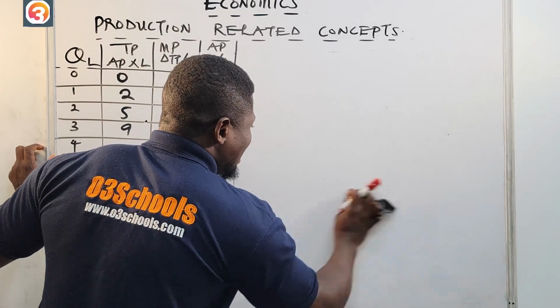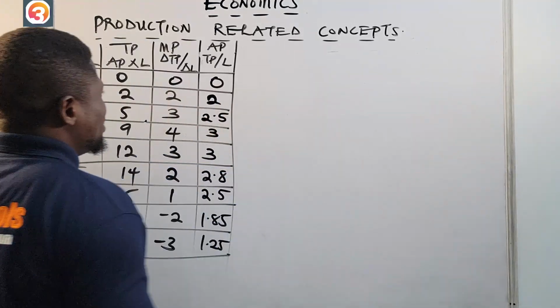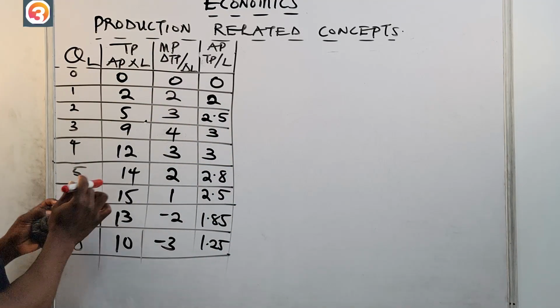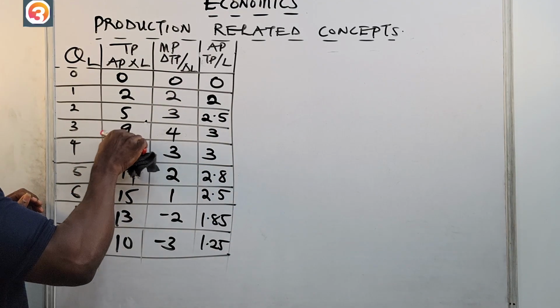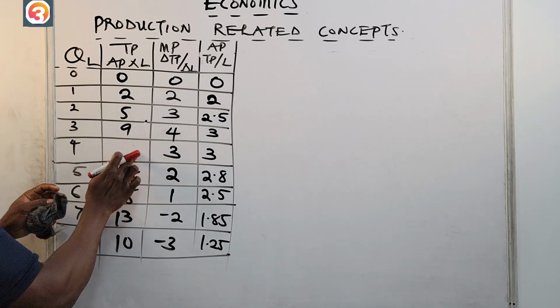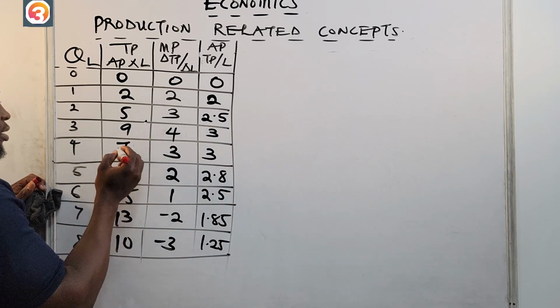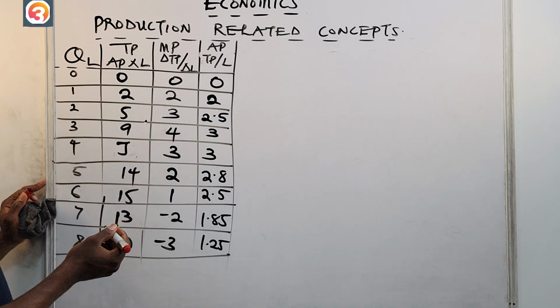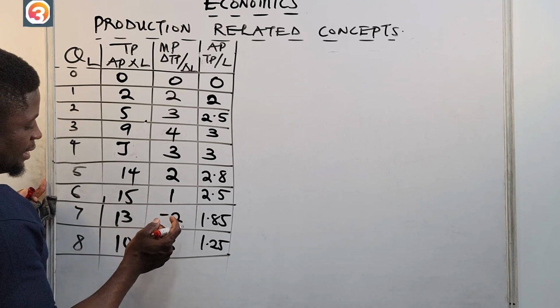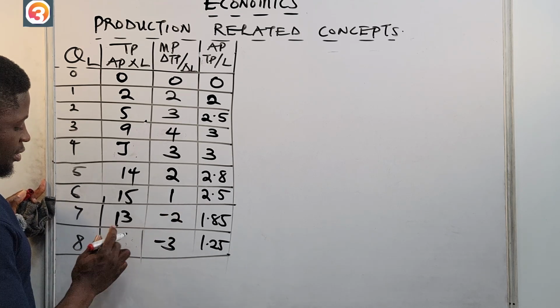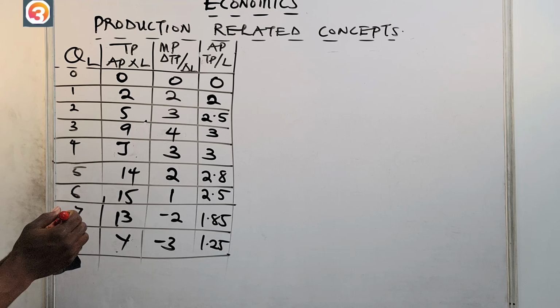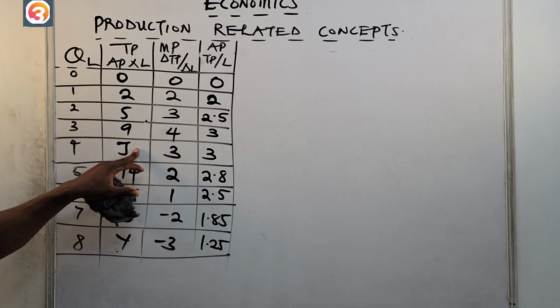So now, as an examiner, this is how your JAMB question will come. You can be given a table like this. They will remove some values. They'll say find F, maybe find J, or find Y. So how do we find Y here? How do we find J?